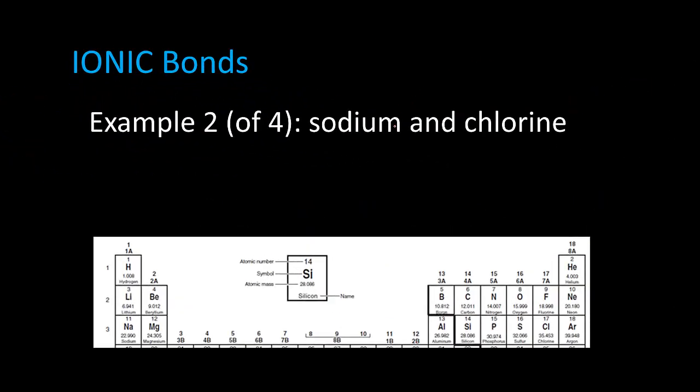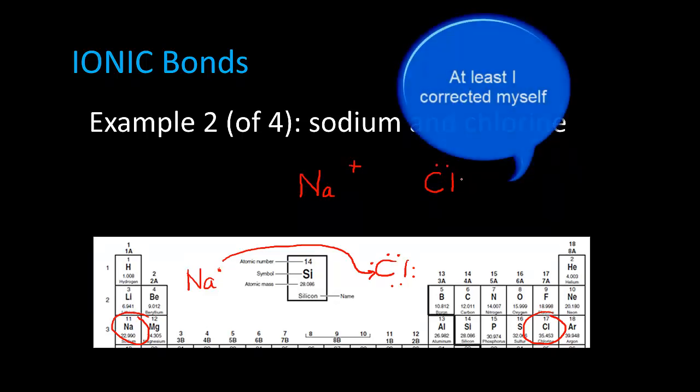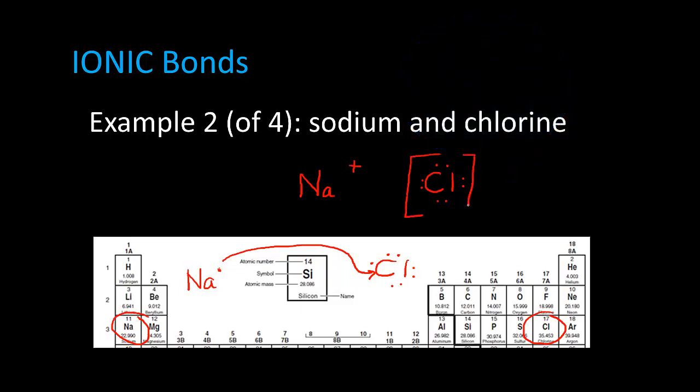Now let's do a second example. Sodium and chlorine. Sodium is right here. It has 1 valence shell electron. And chlorine is right here. It has 7 valence shell electrons. When it becomes an ion, sodium is going to give its electron to chlorine. So sodium will look like an Na, and it will become a positive charge. And chlorine will now have 7 valence shell electrons plus 1 from sodium, so it has 8 valence shell electrons, and it has a negative charge. Sodium has no valence shell electrons because it's given it to chlorine.